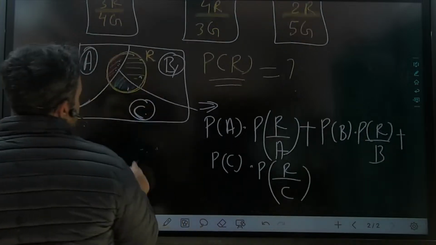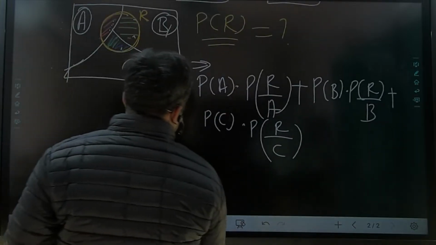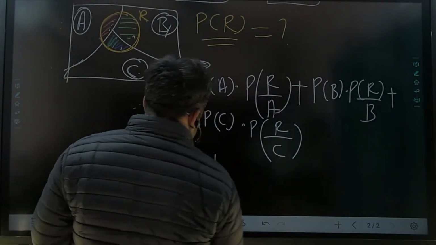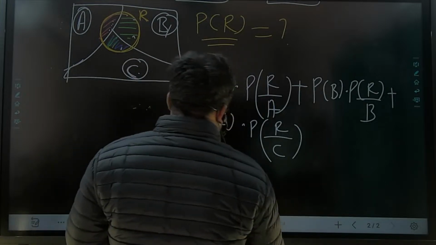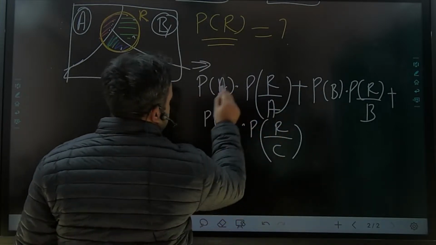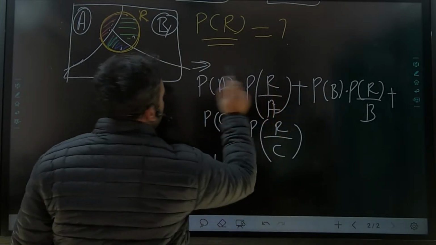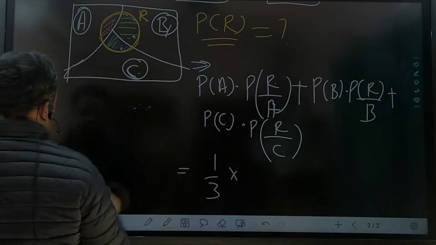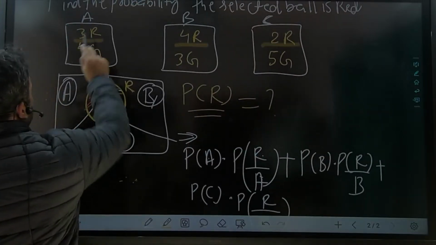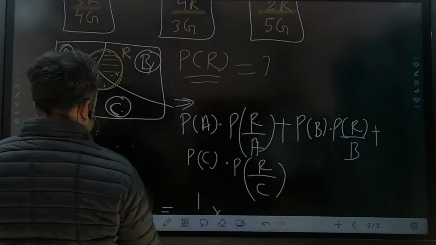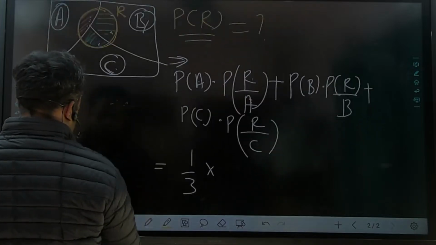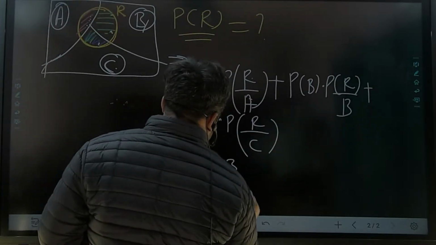So there are three bags. Out of three, you're selecting one. So 1 by 3 is the probability to select bag A. Now once you know this, you're inside bag A. Inside bag A, what is the probability of getting a red ball? 3 by 7. Out of 7 balls, 3 are red.